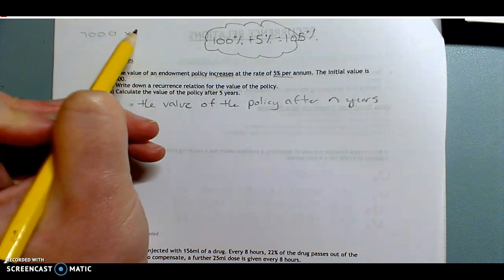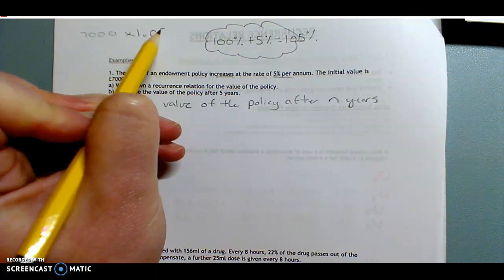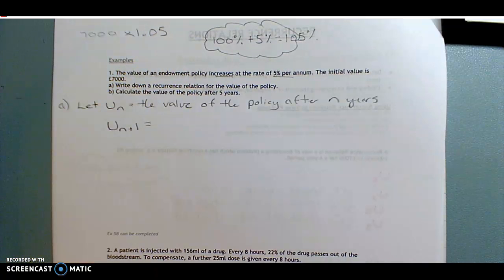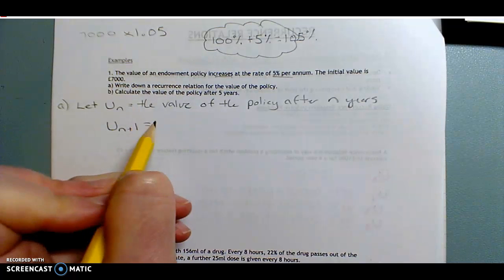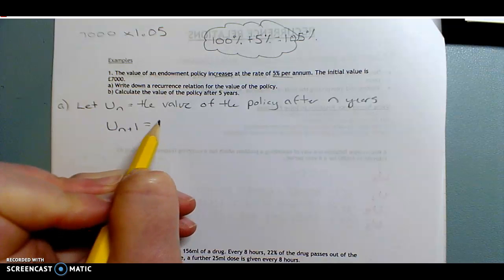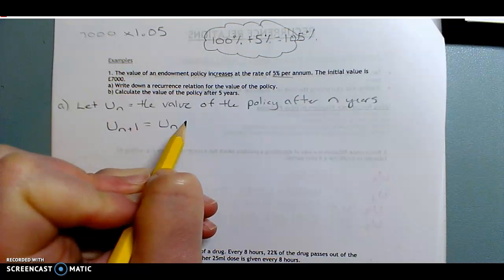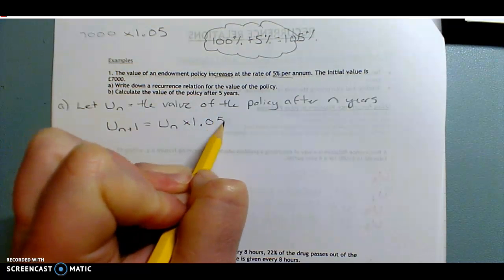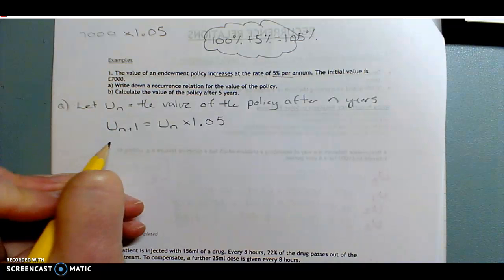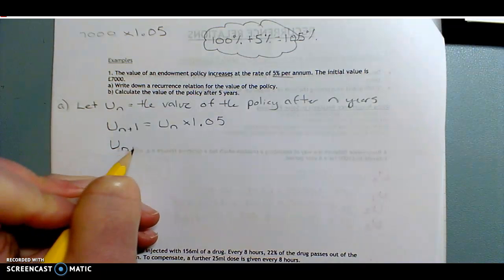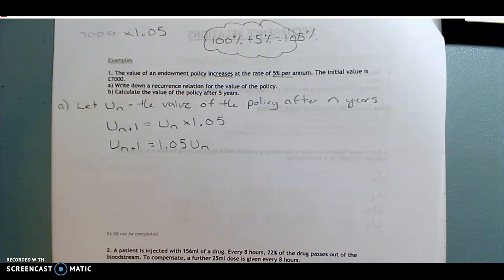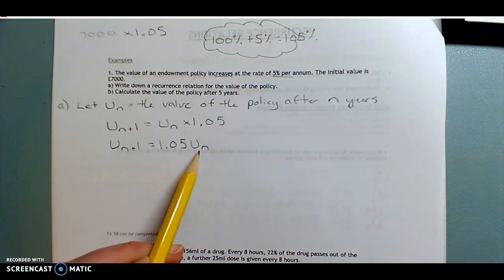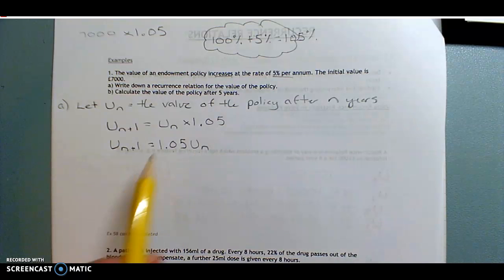So what we do, if we were working just with the numbers to get the next year, we'd take 7,000 and multiply it by our multiplier of 1.05. That will increase it by 5%. So here, I want to take my current value, U n, and multiply it by 1.05. Tidying this up, my recurrence relation can be written as U n plus 1 is equal to 1.05 U n. So to get my next term, I need to take 1.05 and multiply it by my current term. That's my recurrence relation.